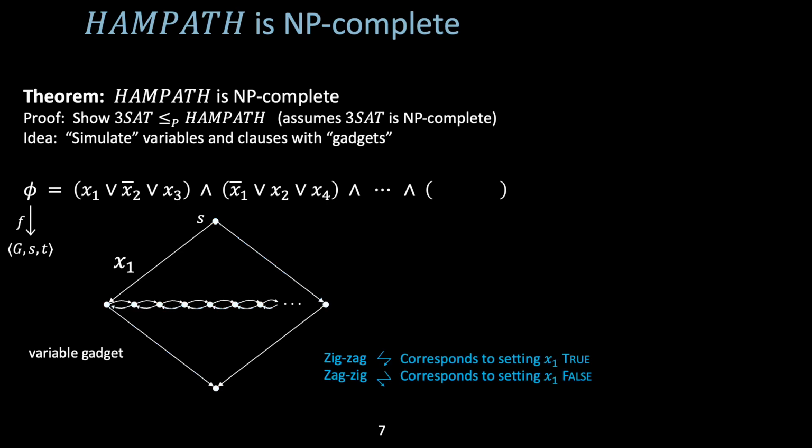If we do a zigzag, it corresponds to setting x1 true, and a zag-zig corresponds to setting x1 false. And then you set it to this thing called a clause gadget. So part of the reason for showing this is that with 3SAT and clique, the mapping is just node to variable, or variable to node, whereas with HAMPath, this mapping takes nodes and creates a particular kind of graph with a path. And really the goal here is to show you can do a little bit more, and it can be a little bit complicated to create this type of reduction function.